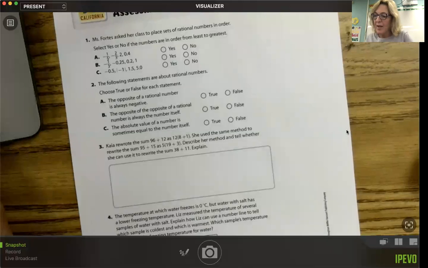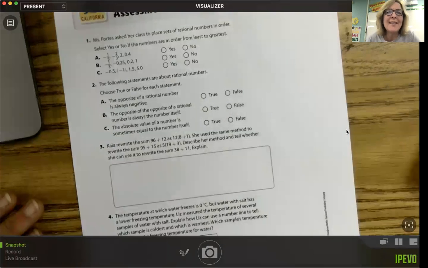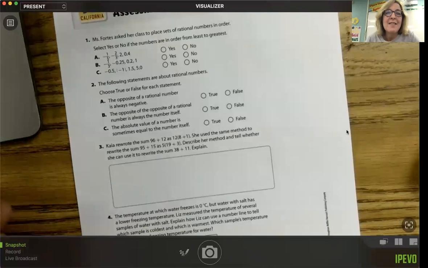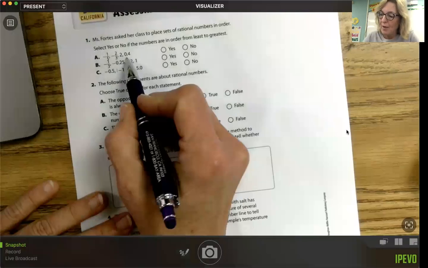Okay, on the next page, we have Ms. Fortes asked her class to place sets of rational numbers in order, and we're supposed to indicate by yes or no whether they are done correctly, least to greatest. So, like I said on that last question, if they were all in decimal form, or they could also be in fraction form, it would be easier to say. We're doing least to greatest though, and I can see on A that there's a whole number between those quantities, and so that can't be least to greatest, right? 4/10 is not greater than 2, so that would be a no.